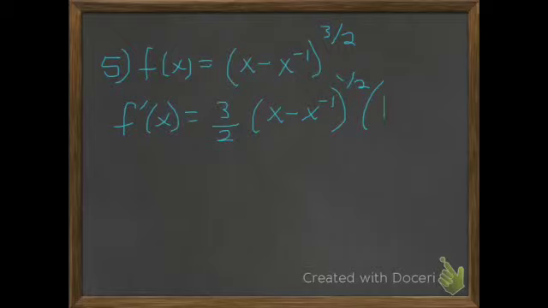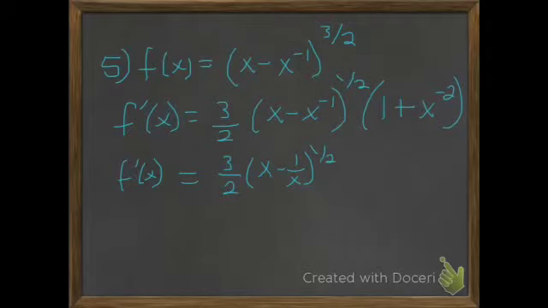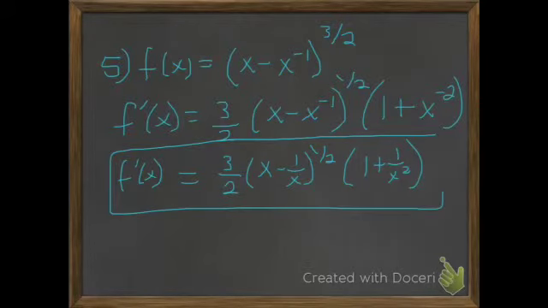Well, derivative of x is 1. The derivative of x to the negative 1, it'll end up with minus a negative, which will turn into plus x to the negative 2. Now I've evaluated all my derivatives. Now I'm just going to simplify this. I'll end up with 3 halves, x minus 1 over x to the 1/2, times 1 plus 1 over x squared. It's written as factors, so that's good. I'm done.